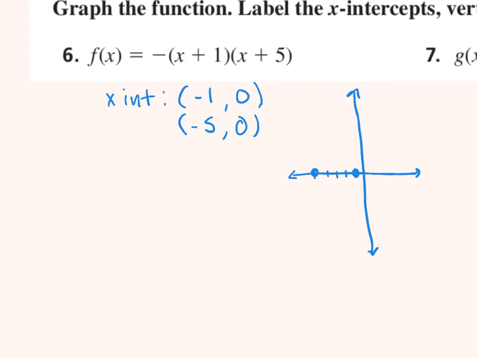Now to find our axis of symmetry, we just take the average of those two values. So we add them together, negative 1 plus negative 5, and divide by 2. Negative 1 plus a negative 5 would be negative 6. Negative 6 over 2 is negative 3. So our axis of symmetry goes right through negative 3.